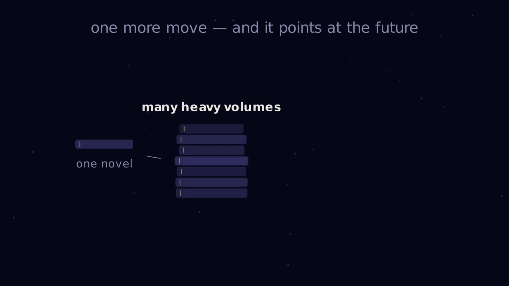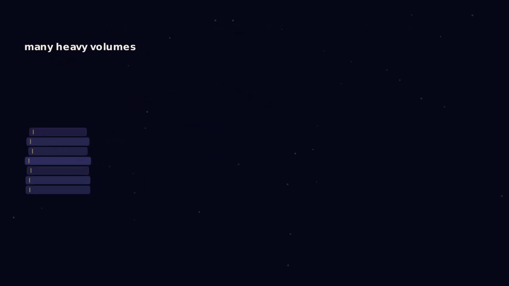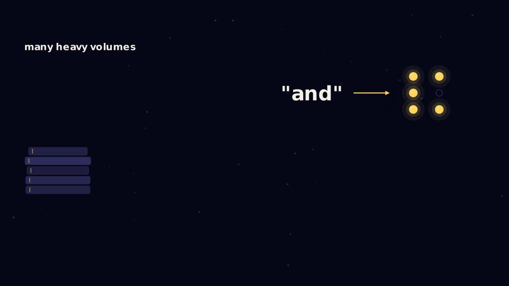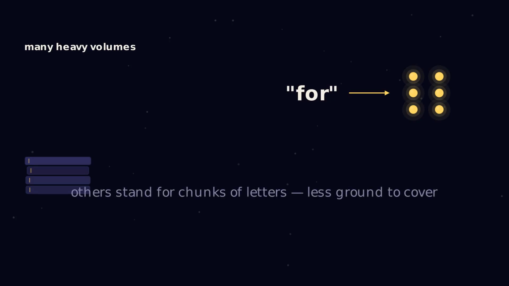There's one more move here, and it points straight at the future. Reading by touch is slower than reading with your eyes, and a book written in these dots grows thick. One ordinary novel can swell into a whole shelf of heavy volumes. So Braille let a single cell do more work. 1 pattern, standing in for an entire common word, and the for a whole word, pressed down into 1 touch. Others became shorthand for little chunks of letters, so your fingers had less ground to cover.